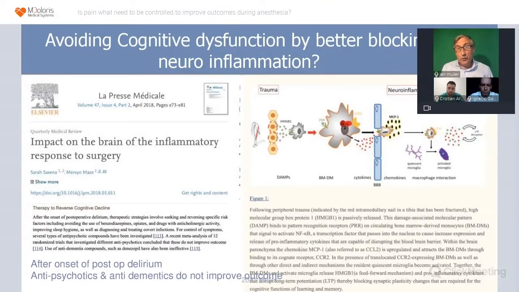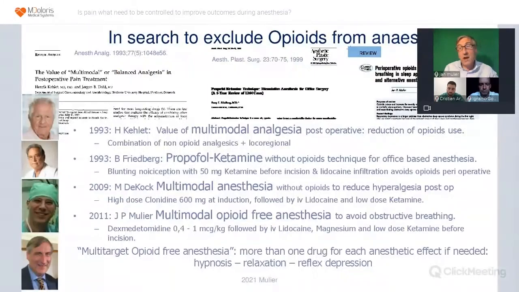Maybe it's also important in cognitive dysfunction, as this inflammation has an impact on the blood-brain barrier and in that way induces delirium. So drugs that are able to block the inflammation and block a change in the blood-brain barrier can probably reduce the problem of delirium, and opiates again are not in a good position.